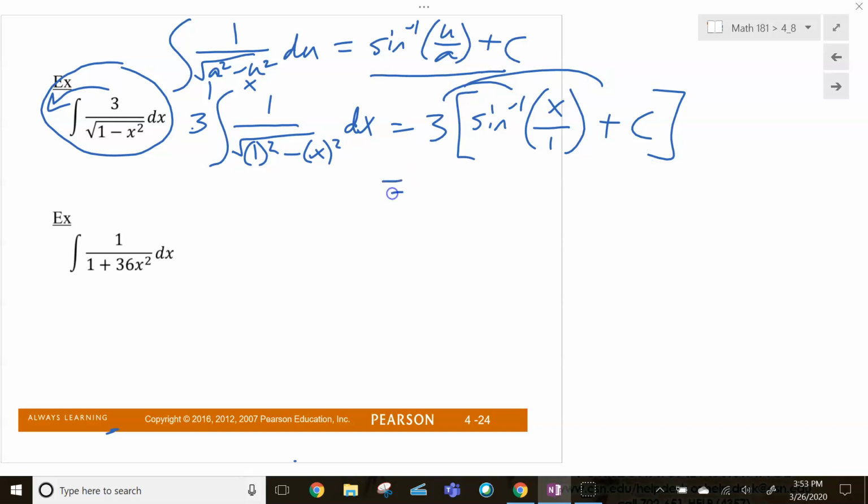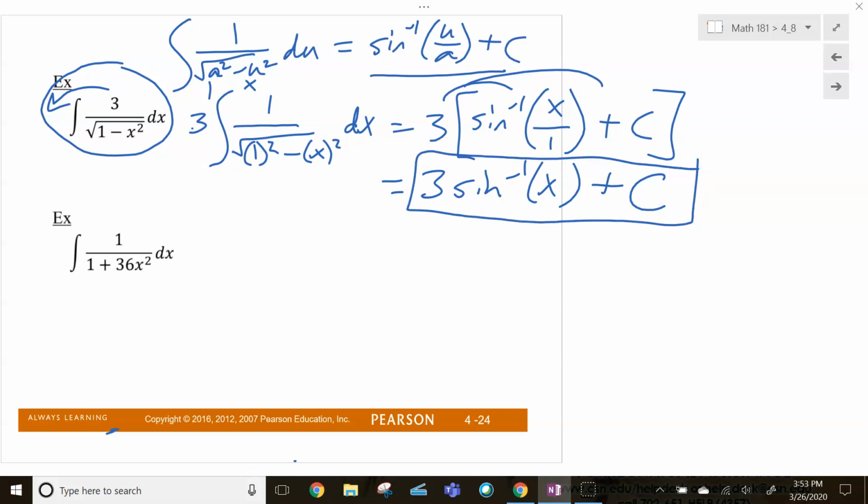Distribute that. 3 arc sine of x over 1 plus 3 times the constant. Again, that's just a constant. You just leave it as 3 times a constant, still just a capital C constant. Okay?